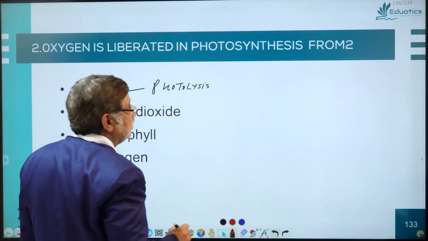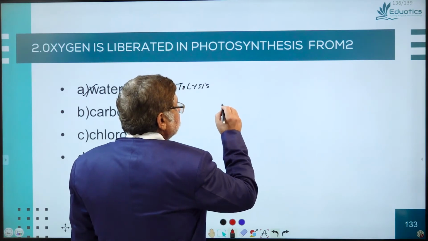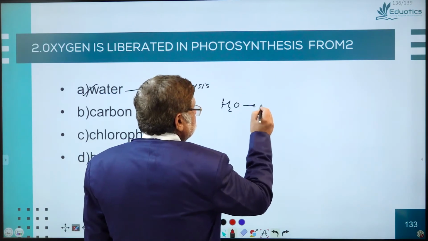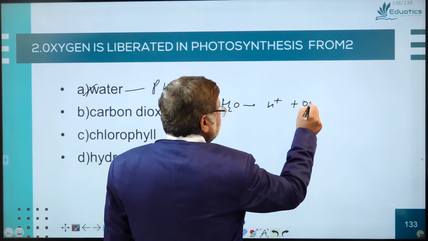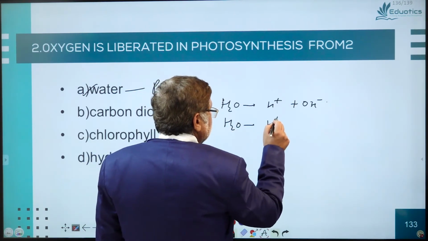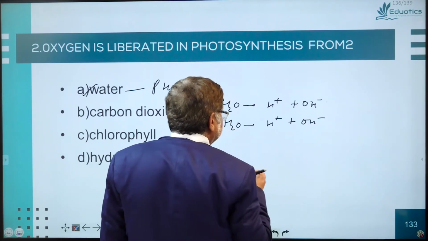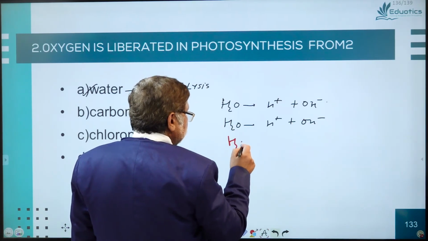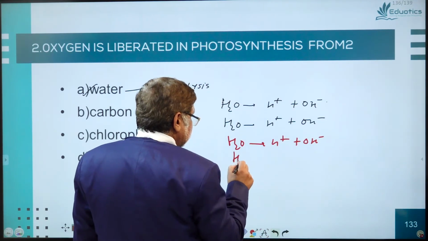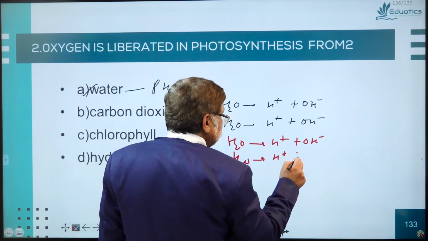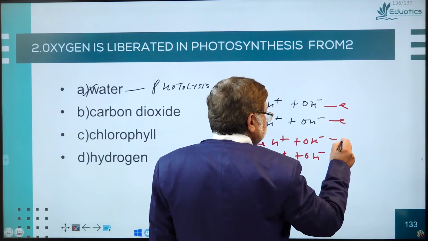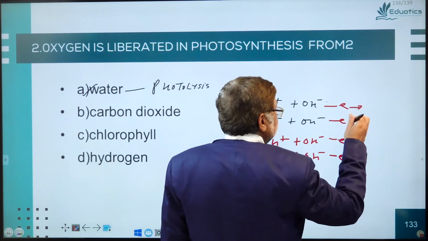थोड़ा सा बता देता हूं. हमारे पास water breaks into hydrogen ion plus OH negative ion. Another water breaks into hydrogen ion plus OH negative ion, and so on for each water molecule. ये OH negative ion अपने इलेक्ट्रॉन दे देते हैं to become OH neutral.